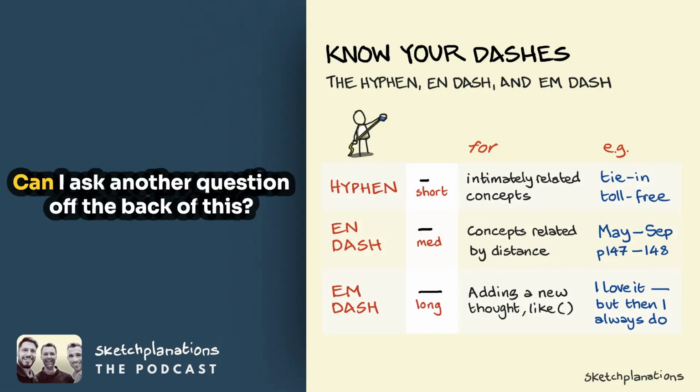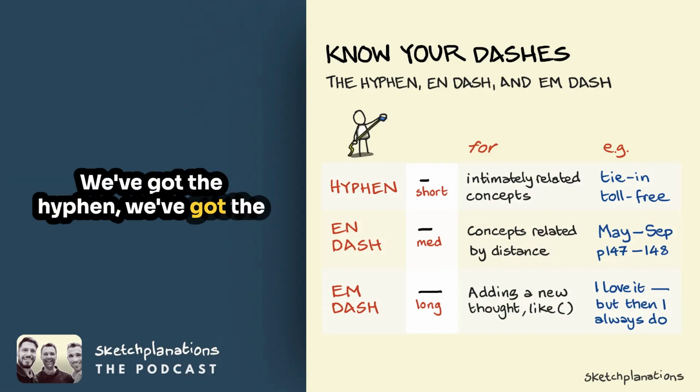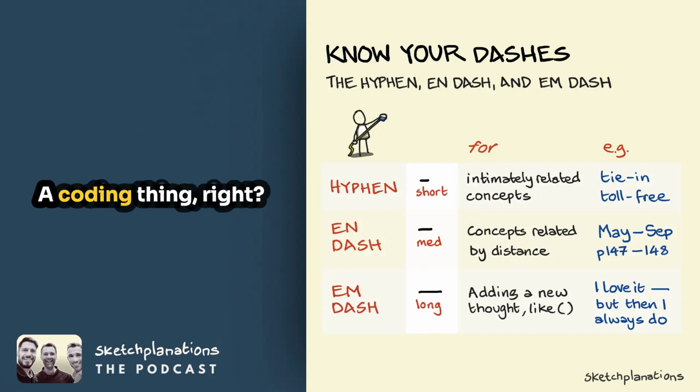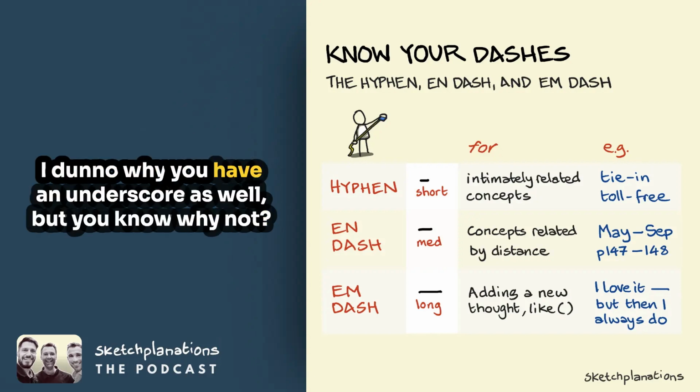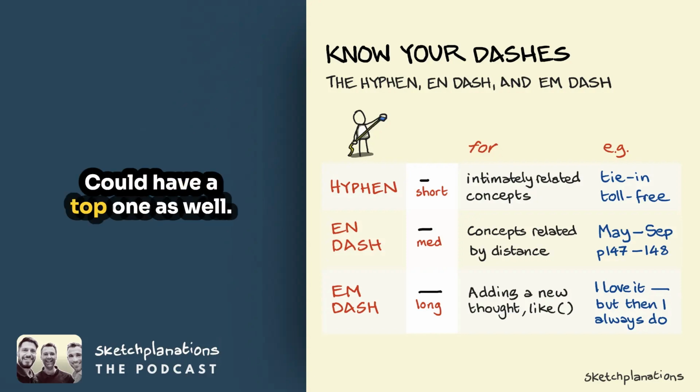Gotcha. Can I ask another question off the back of this? We've got the hyphen, we've got the dash, we've got the M dash. What is the underscore all about? Fine question. A coding thing, right? I don't know why you have an underscore as well, but why not? I suppose somebody came up with it. Could have a top one as well.